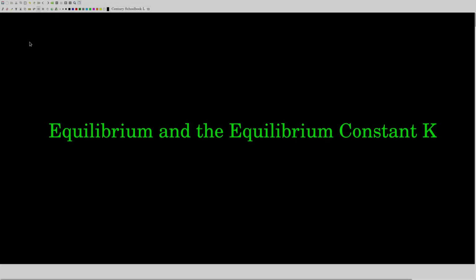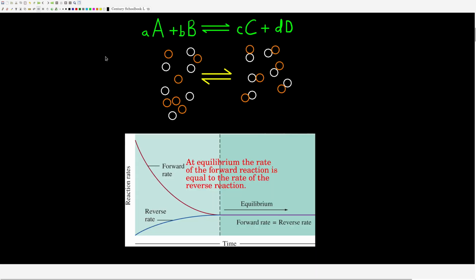Hey guys, this video is about equilibrium and the equilibrium constant K. So many chemical reactions, particularly those that occur in aqueous solutions, are at an equilibrium, what we call dynamic equilibrium. And so the idea is this. Let's start with our generic chemical equation.